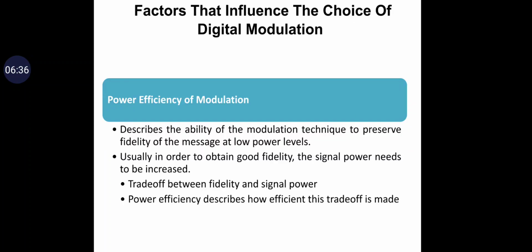Now, let's see the factors that affect the choice of digital modulation. There are three factors. One is power efficiency, second one is energy efficiency, and next we have the bandwidth efficiency. So, the power efficiency describes the ability of the modulation technique to preserve fidelity of the message at low power levels. Usually, in order to obtain good fidelity, the signal power needs to be increased. But there is a trade-off between fidelity and signal power. So power efficiency describes how efficient this trade-off is made.